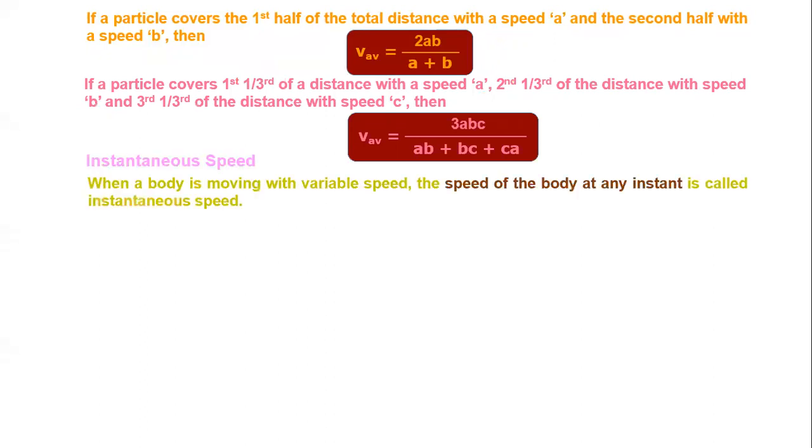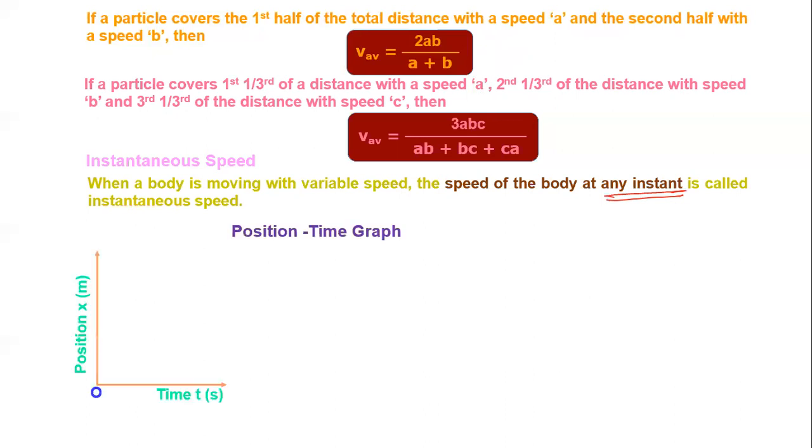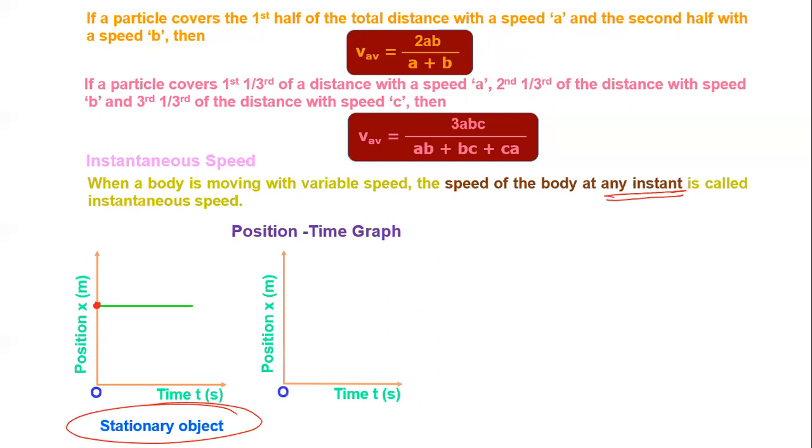Instantaneous speed. When a body is moving with variable speed, the speed of the body at any instant is called instantaneous speed. So let's see the position-time graph, that is, the displacement versus time graph. If this is the graph, it means the position is not changing, so the object is stationary. Now the second graph: position changes with time, and it is a linear graph, a straight line passing through the origin. It means that the object is in uniform motion.